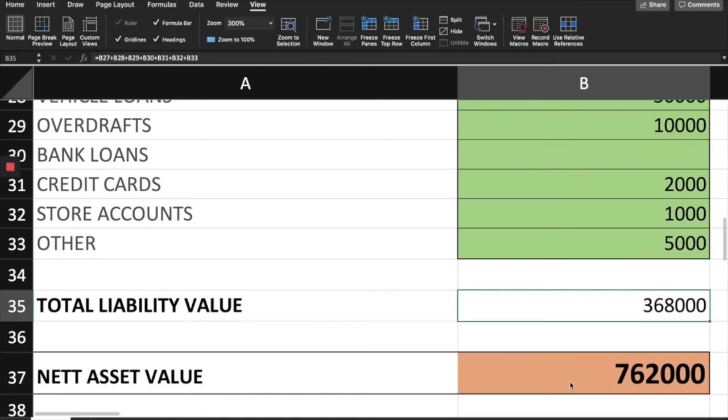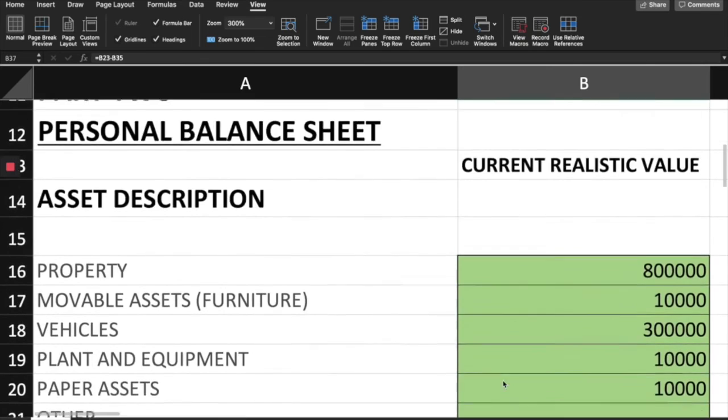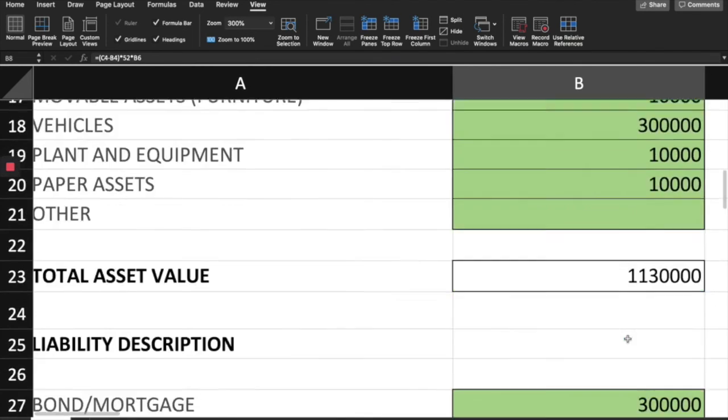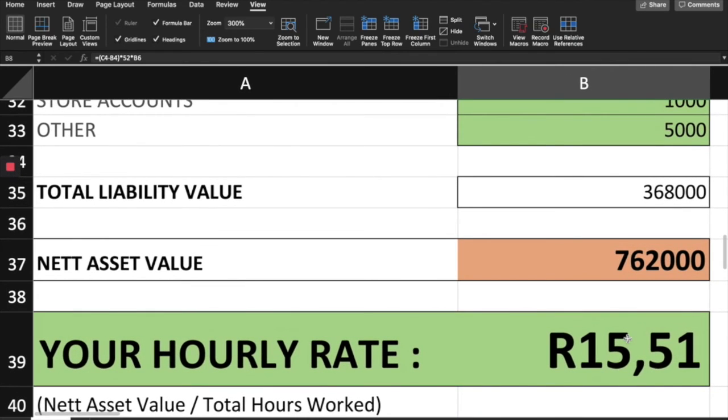Now the Excel sheet will work it out automatically for you. So let's say we've got a net asset value over here. Now to determine at which rate you're moving forward financially, you then need to take your net asset value and divide it by the total amount of hours worked. Again, on the Excel sheet, it will be done for you. So in this case, we took the net asset value divided by the total hours worked, and this gives you an hourly rate.